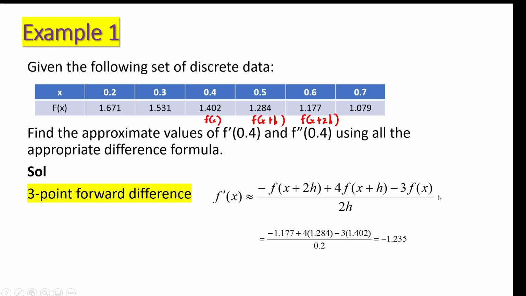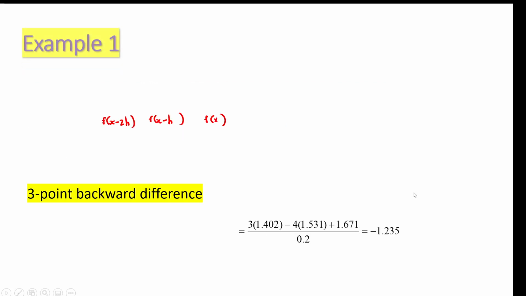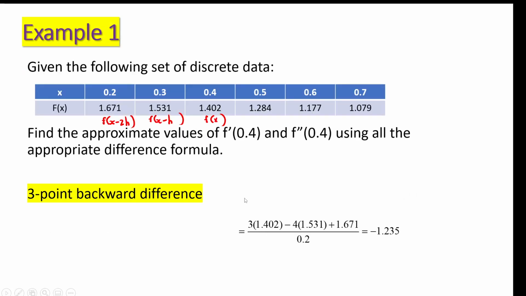Three point forward, we also need the f(x). In example 2 it is f(t), but we don't have the f(t). So we cannot calculate using the 3-point forward difference formula. And then for 3-point backward, we also need the f(t), but the f(t) value is not available.